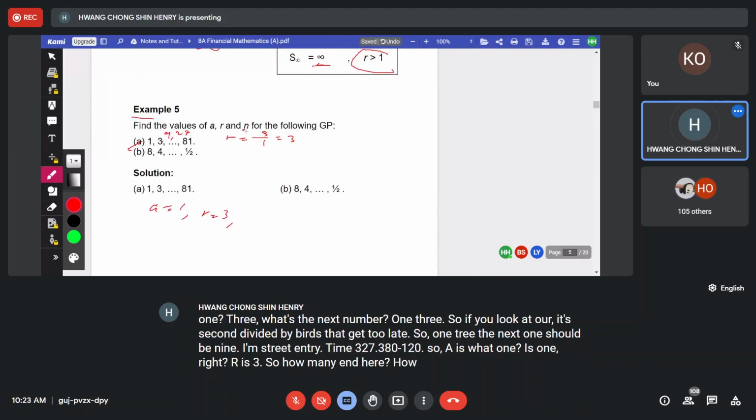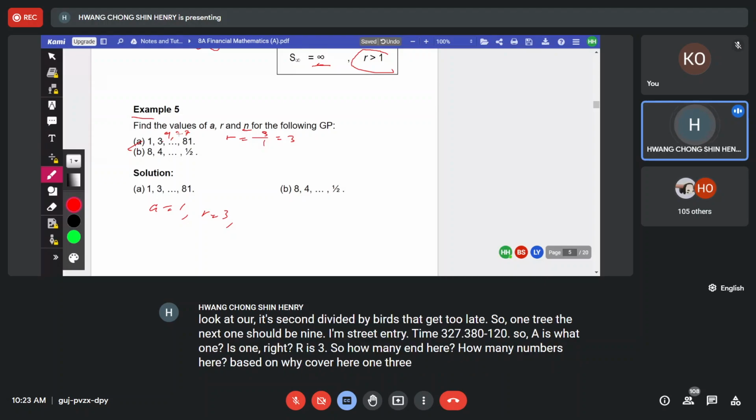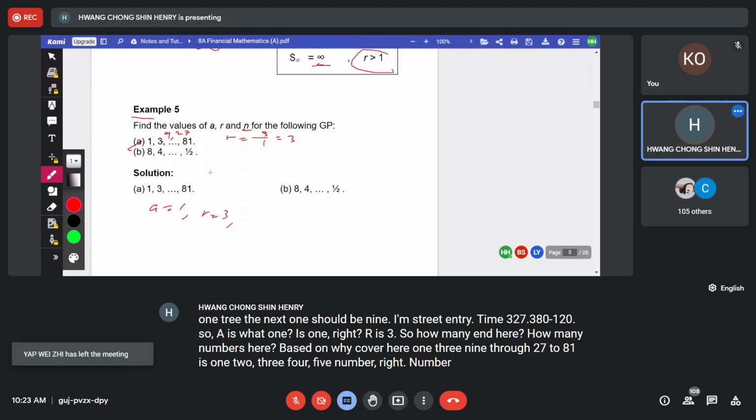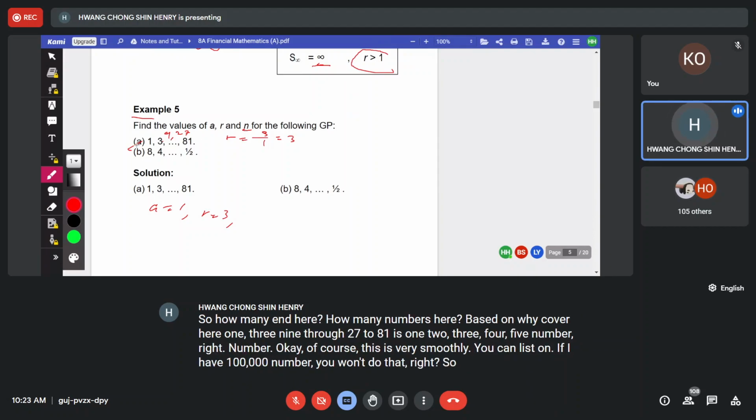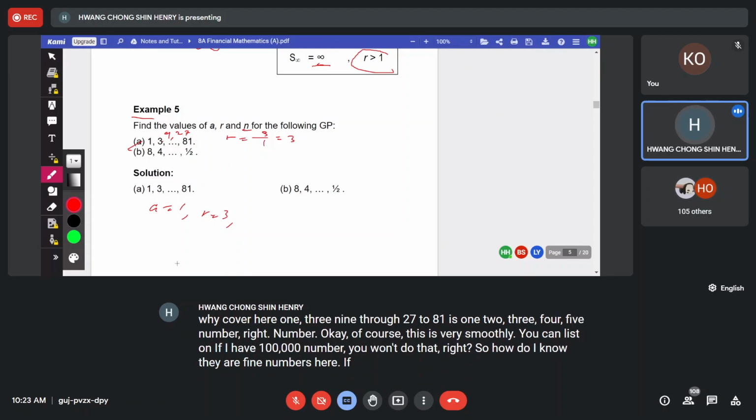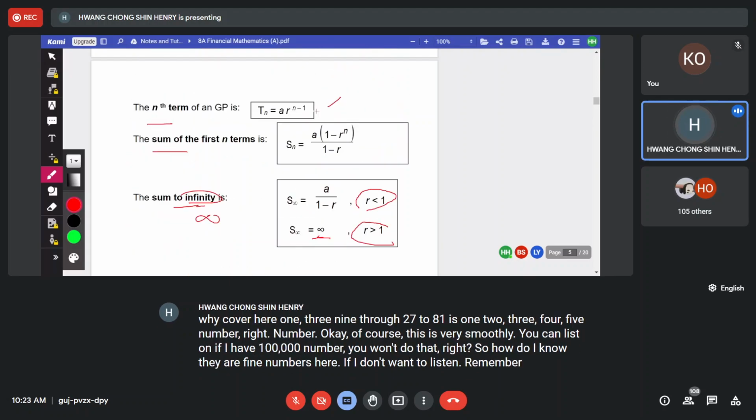So how many N here? How many numbers here? Based on what I calculate here, 1, 3, 9, 27, 81, 1, 2, 3, 4, 5 numbers, right? 5 numbers. Okay. Of course, this sequence is very small. You can list down one by one. If I have 100,000 numbers, you won't do that, right? So how do I know there are 5 numbers here if I don't want to list down? Remember, I have this Tn formula.